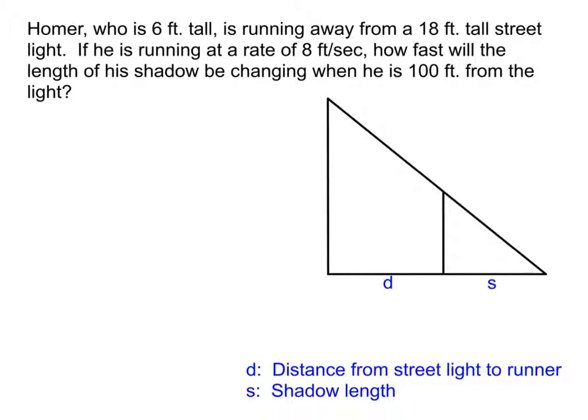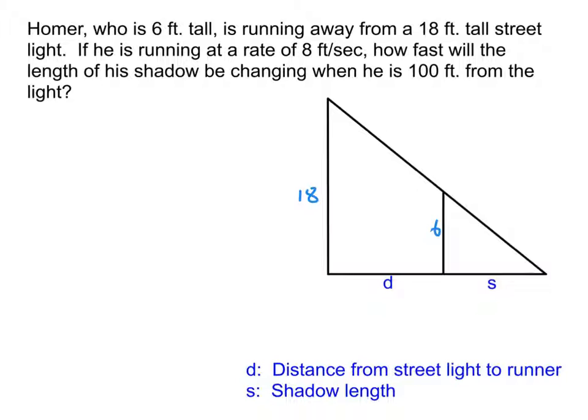So, let's go ahead and deal with our picture now and fill it out more fully. Because I figured out I need to call those two variables. But I got a whole bunch of other information. So, I know Homer is 6 feet tall, so I'm going to go ahead and label him as 6 feet tall. Then, he's running away from an 18-foot tall street lamp. Okay, so I'm going to go ahead and label that height as 18 feet.